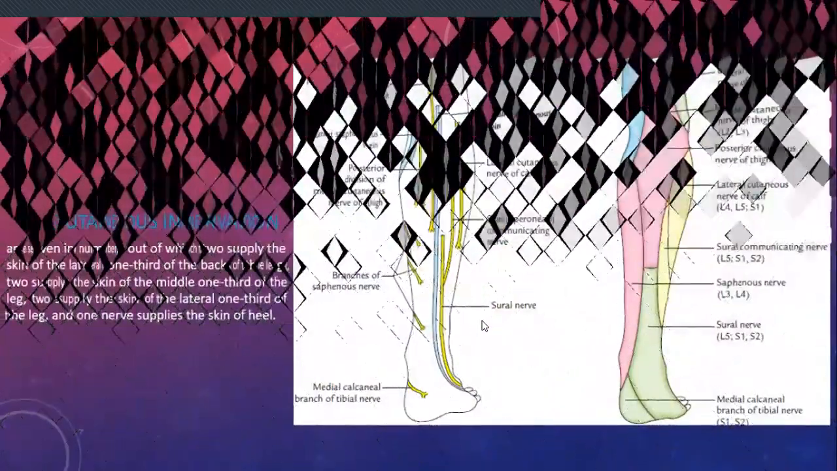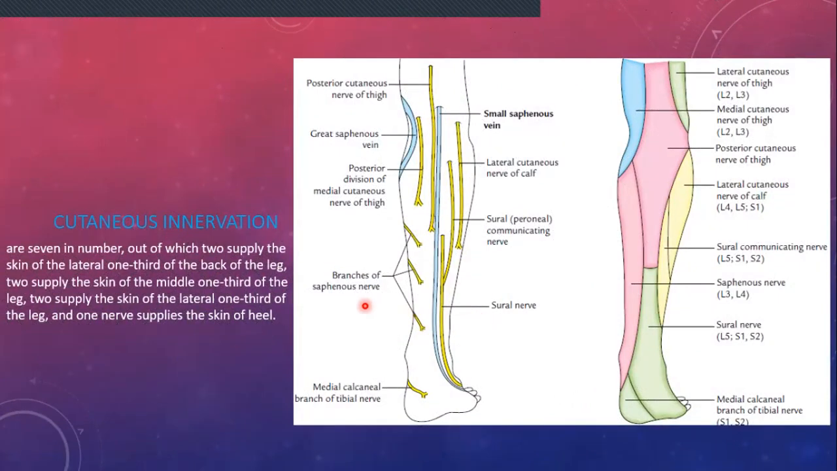So, cutaneous innervation of the posterior aspect of the leg. Now, there are usually 7 nerves which innervate the posterior aspect of the leg. 2 are found on the medial 1/3, 2 in the middle 1/3, and 2 in the lateral 1/3, and 1 which supplies the skin of the heel. Okay, so those 2 on the medial 1/3 are the posterior division of medial cutaneous nerve of the thigh and the branches from saphenous nerve.